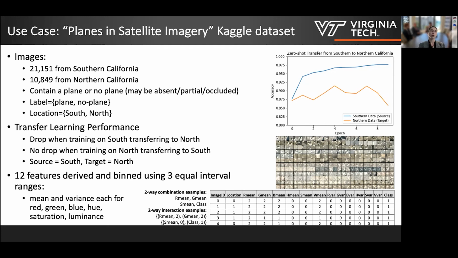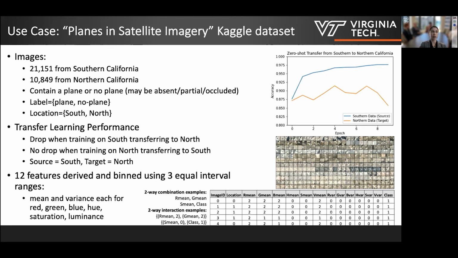And so this group tried zero-shot transfer. When we trained on the south and then transferred to the north, there was a drop in performance shown in the top right of my screen in the chart. But when training was done on the north and then transferred to the south, there was no noticeable drop in performance.